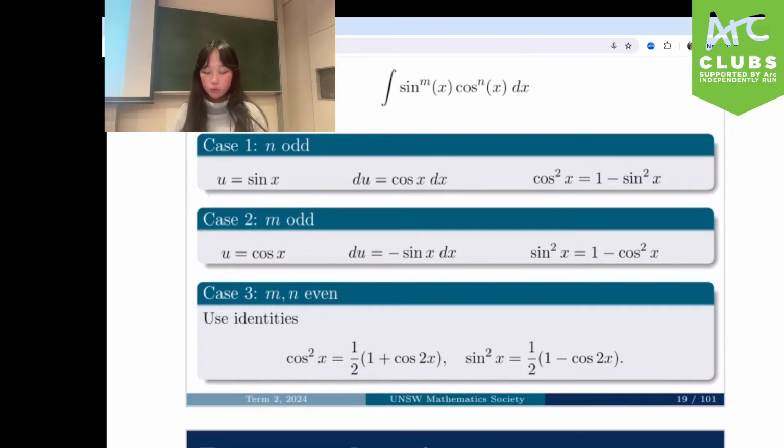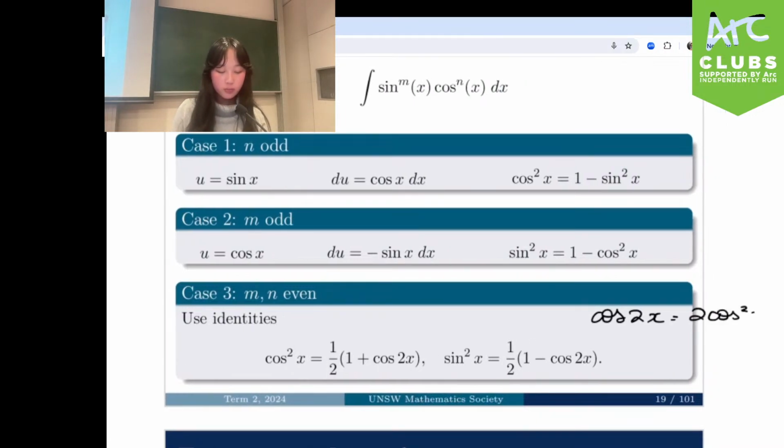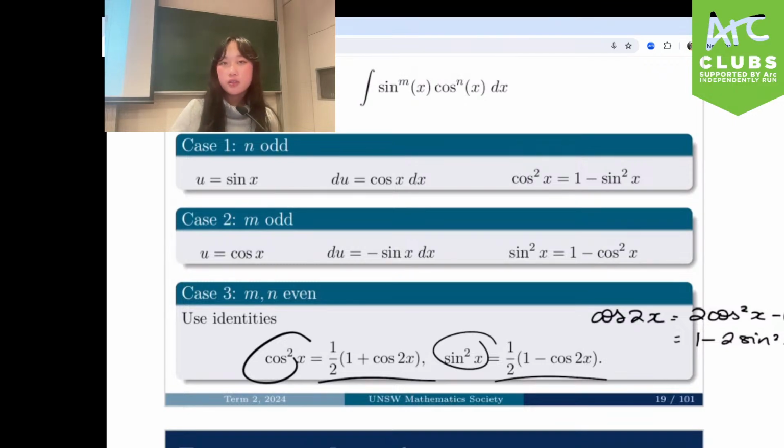If you recall, we can write cos 2x in a multitude of ways. We can write cos 2x as 2 cosine squared x minus 1, or 1 minus 2 sine squared x. And if we do some manipulation, we can tell that cosine squared can be written like this and sine squared can be written like this. What that essentially does for us is it reduces the power of the trigonometric expression.